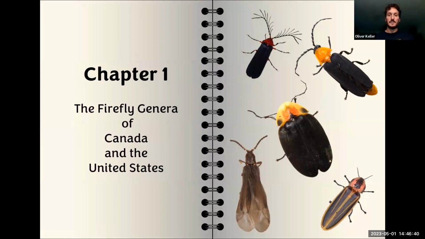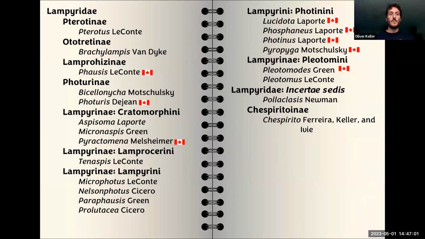So these are just a few of the fireflies you can come across in our area. There you have Terotus, Lucidota, Pyractomena, Chespirito. And so we have 21 genera currently. This is after putting Elychnia into Photinus and all those other things that have happened. And they're in the following subfamilies, as you can see here.